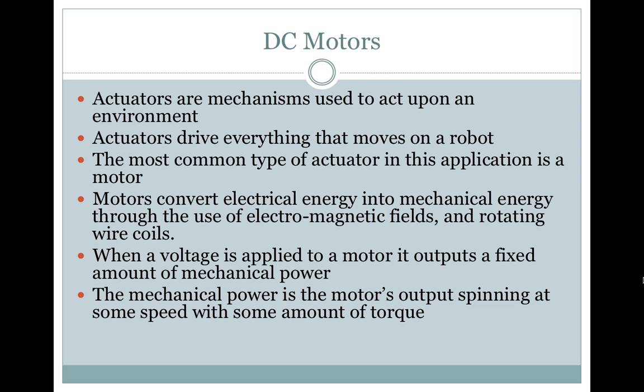The most common type of actuator in this application is a motor. Motors convert electrical energy into mechanical energy through the use of electromagnetic fields and rotating wire coils. When a voltage is applied to a motor, it outputs a fixed amount of mechanical power. The mechanical power is the motor's output, spinning at some speed with some amount of torque.